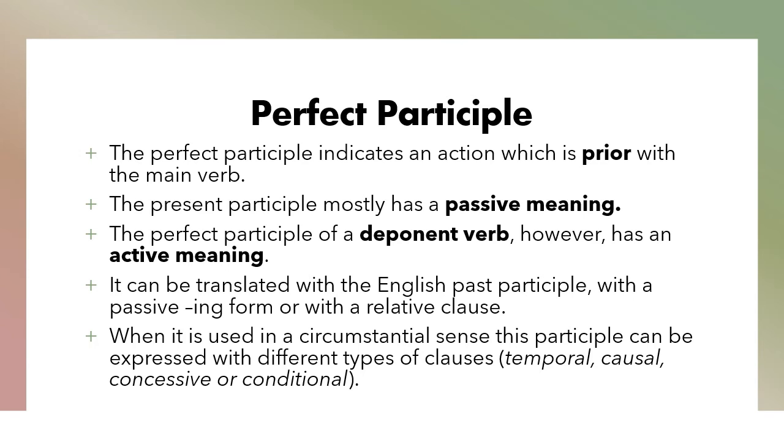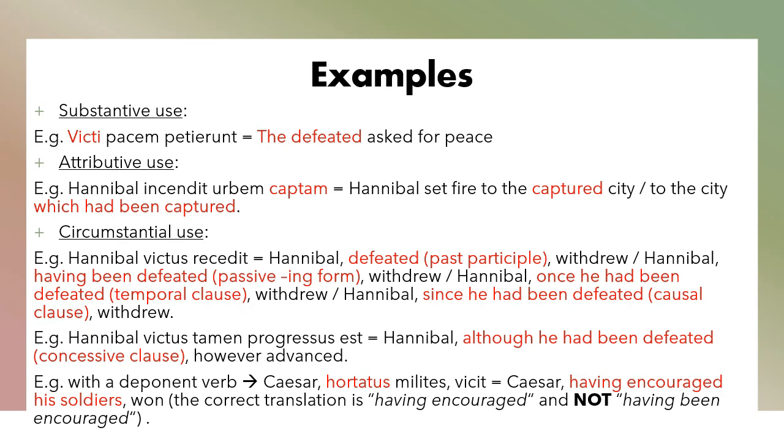If its usage is circumstantial, you can use the many different types of clauses, as we saw before. Let us see some examples which will make things clearer. Let's see the substantive use. Victi pacem petierunt. So the defeated asked for peace. In this case, victi is used as a noun, so those who had been defeated. So the defeated asked for peace. You can use here a noun with an article.